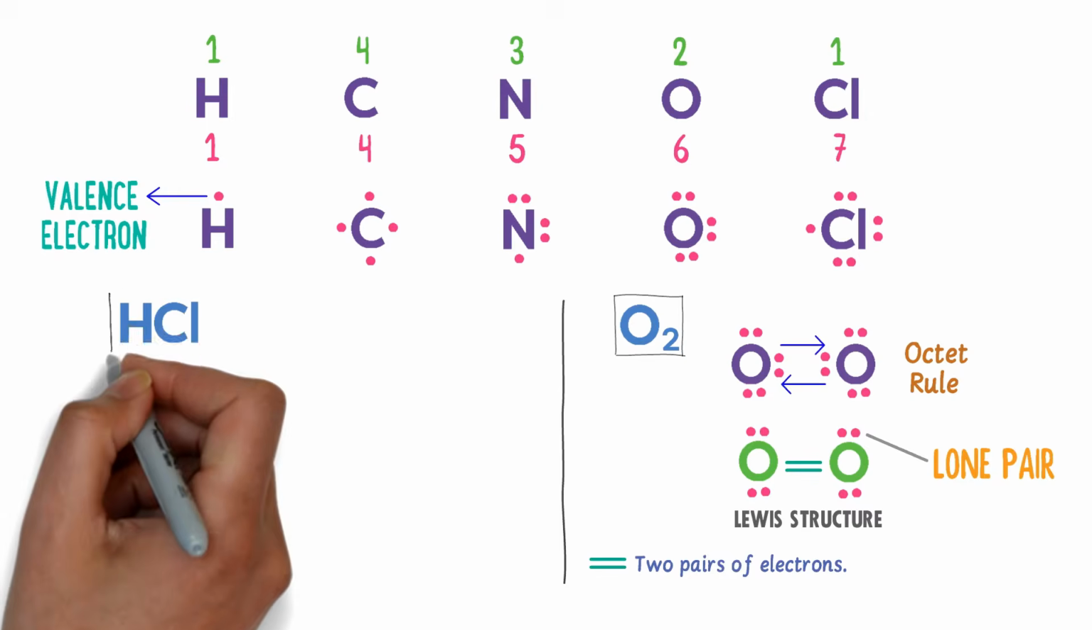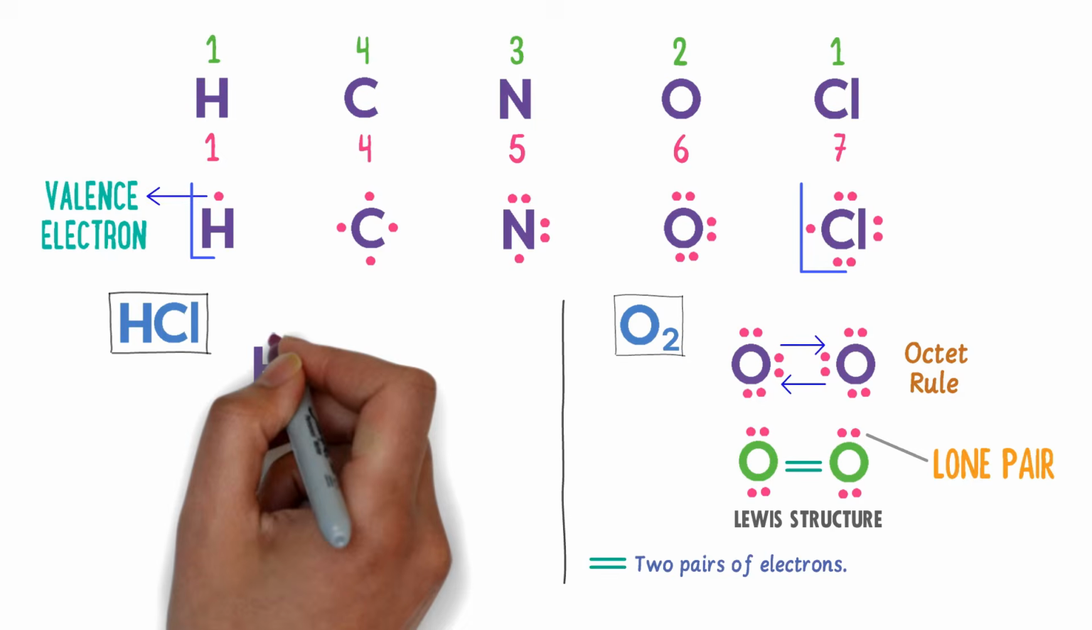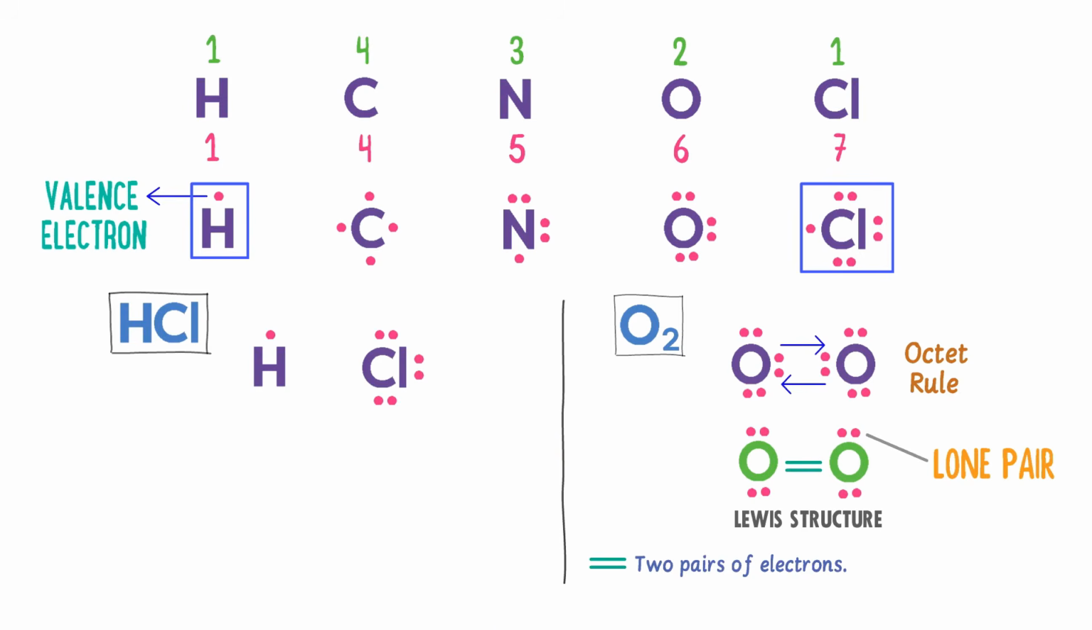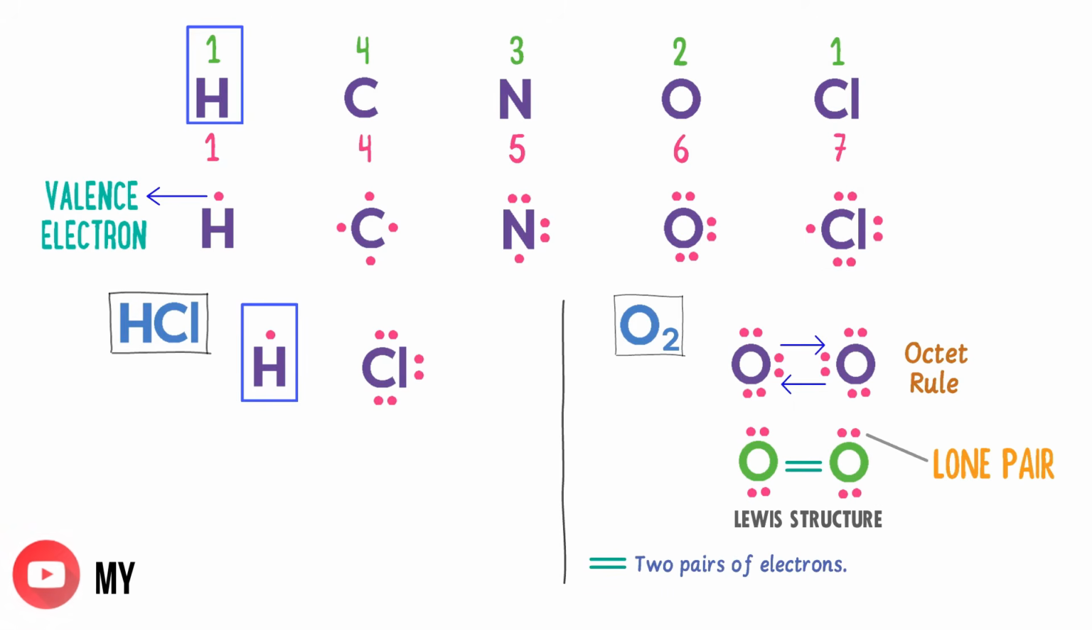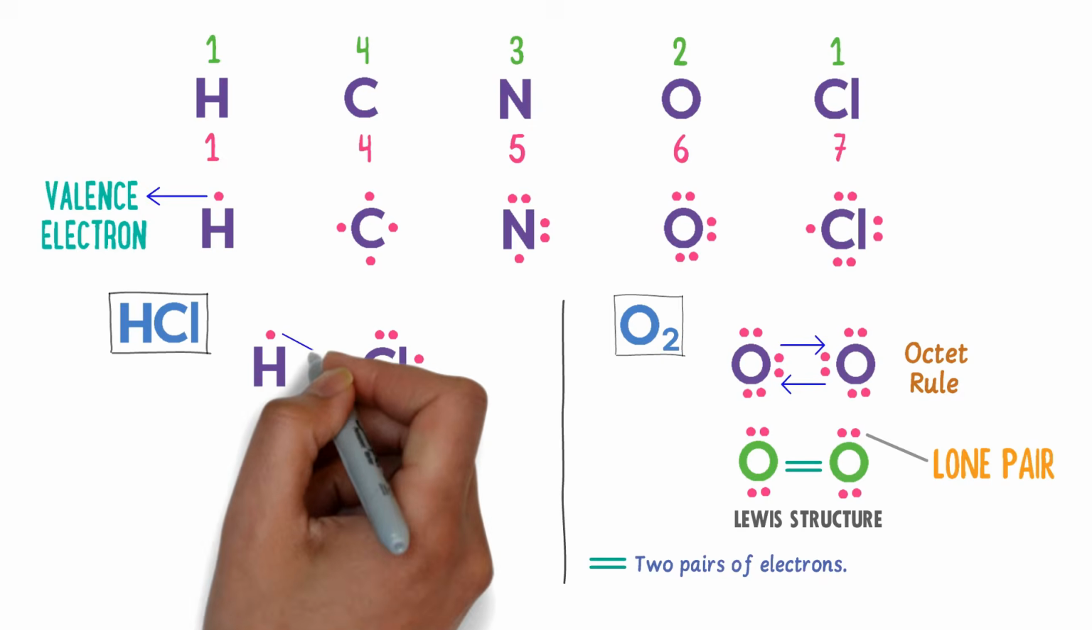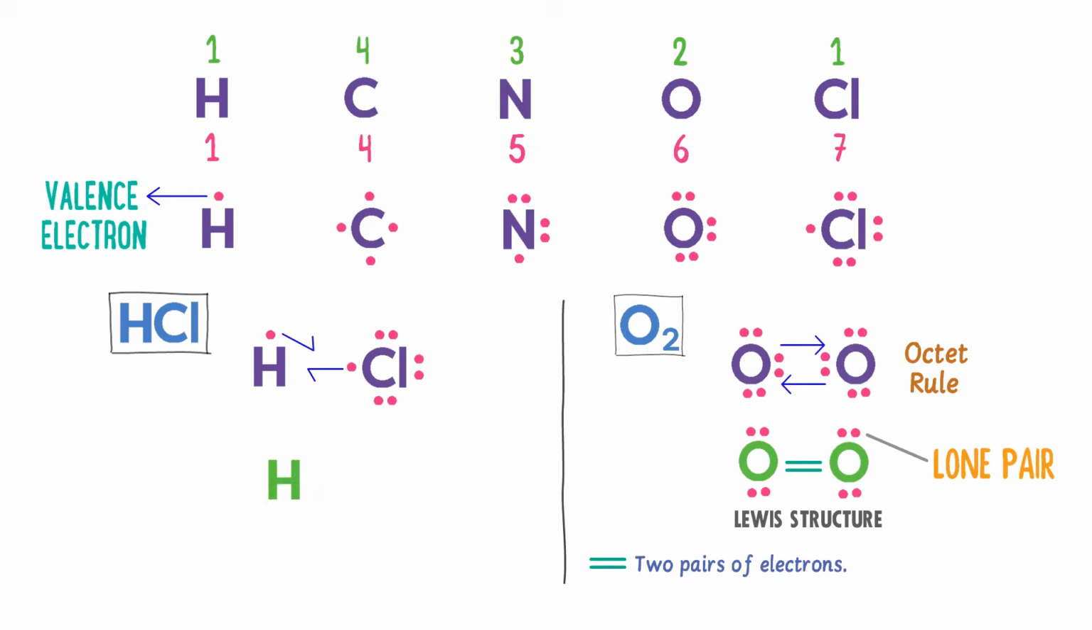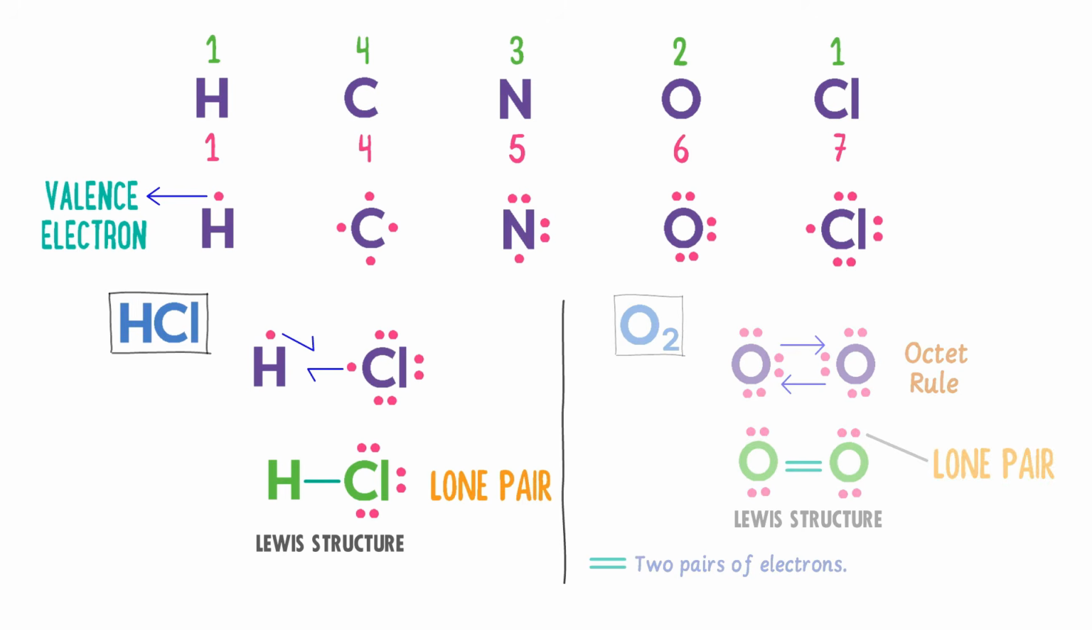Thirdly, consider HCl. I take 1 atom of hydrogen and 1 atom of chlorine. Hydrogen needs 1 more electron to complete its duplet rule and chlorine also needs 1 more electron to complete its octet rule. So they mutually share a pair of electrons and we get this structure. There are 3 lone pairs on chlorine. So this is the Lewis structure of HCl.